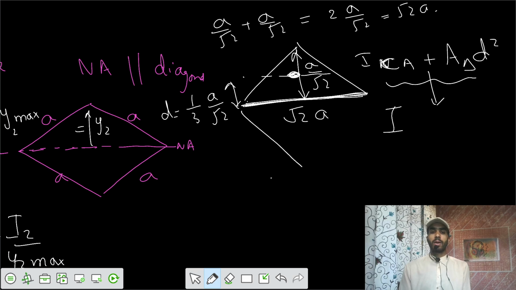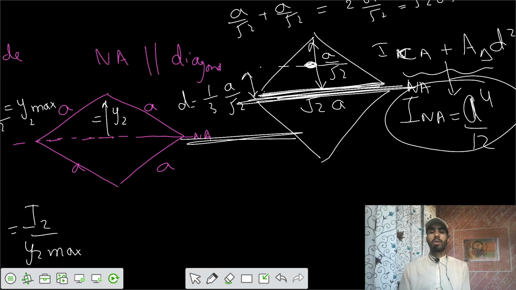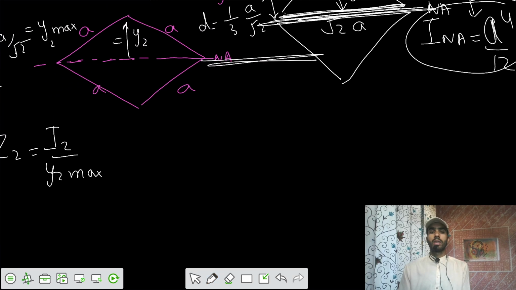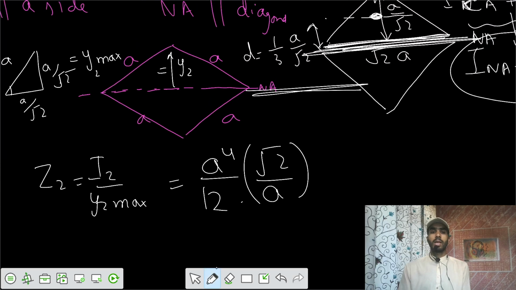Then similarly, if you have two triangles, finally you get the moment of inertia about this neutral axis. You get a value of the neutral axis moment of inertia equal to, finally, the same as that of a square, that is a to the power 4 by 12. That is the same value as you got for the rectangle. So you write the value as a to the power 4 by 12, and you have y max equals a by root 2. From this one, y max equals a by root 2.